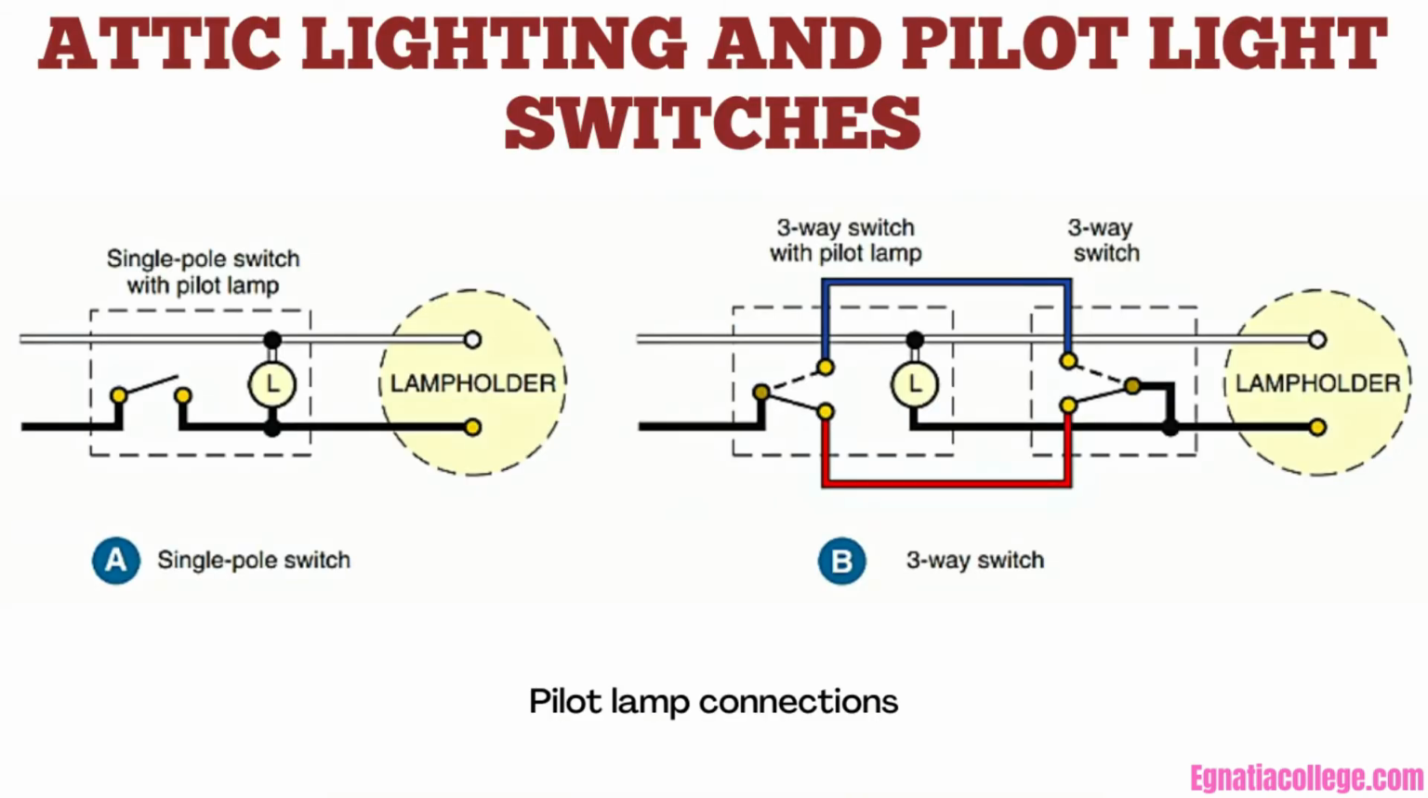Attic lighting and pilot light switches. It is always good practice to install at least one lighting outlet in an attic and to control it by a switch located near the access point of the attic. The light should have a guard to protect it from injury, or a short flexible drop light may be used. Many attics are used for storage. They may also contain equipment that might need to be serviced, so install a lighting outlet near it.